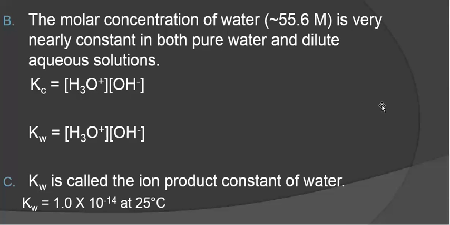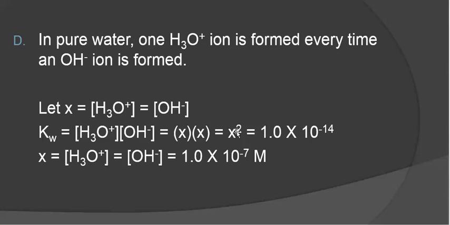So they're interchangeable terms. When we multiply the product of the hydronium times the hydroxide ion concentrations, you get Kw, and Kw is a constant number. At 25 degrees Celsius, it's equal to 1 times 10 to the negative 14th. So Kw is called the ion product constant for water. We can do some math here. In pure water, we form 1 hydronium for every 1 hydroxide. And so in pure water, which is neutral, the concentration of hydronium and hydroxide are both 1 times 10 to the negative 7th.